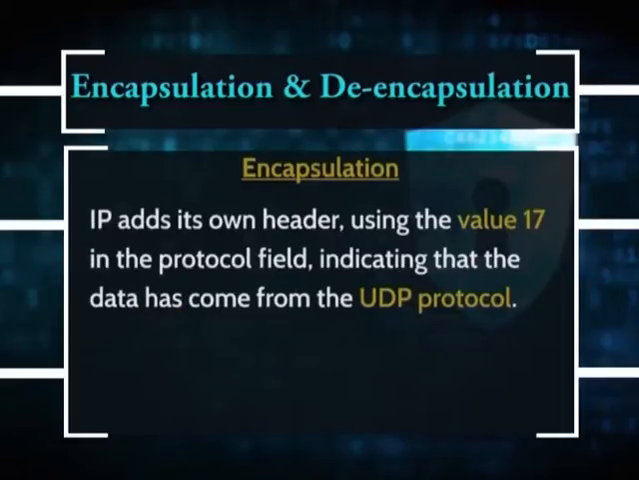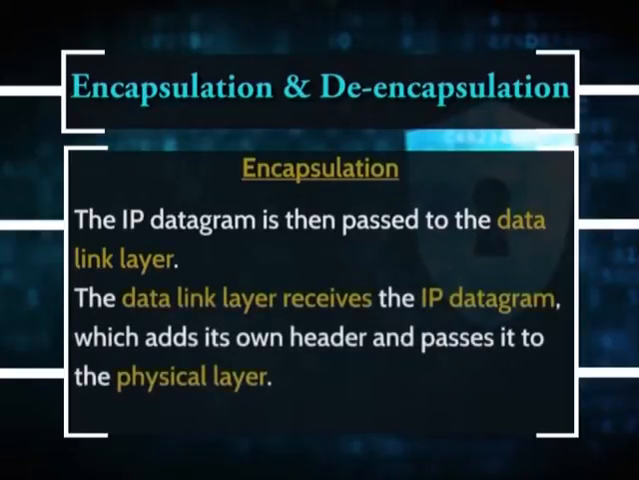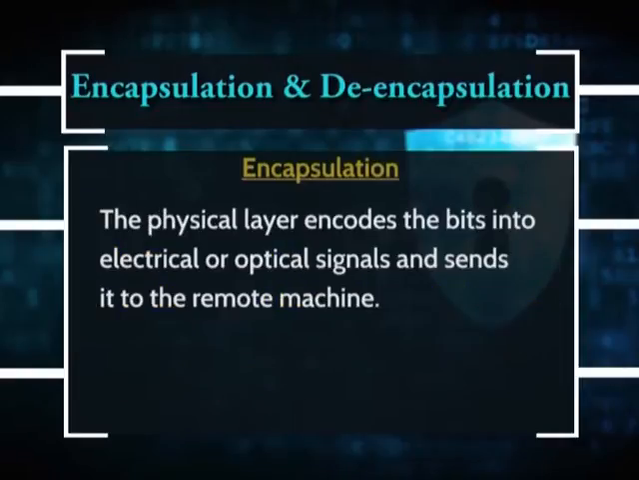IP adds its own header using the value 17 in the protocol field, which indicates that the data has come from the UDP protocol. The IP datagram is then passed to the data link layer. The data link layer receives the IP datagram, adds its own header and passes it to the physical layer. The physical layer encodes the bits into electrical or optical signals and sends it to the remote machine.